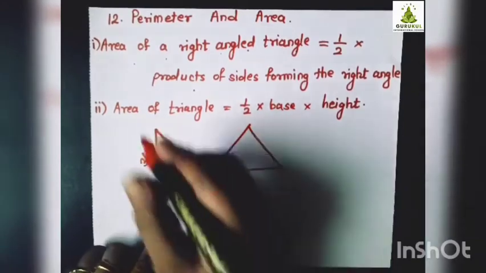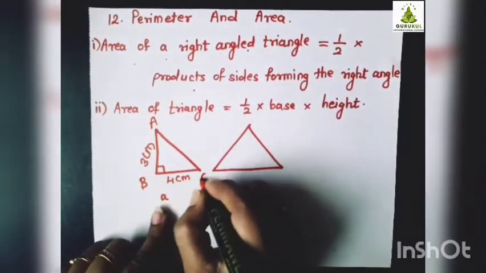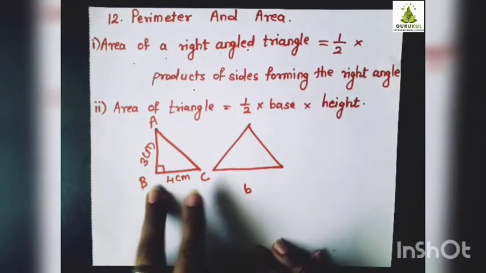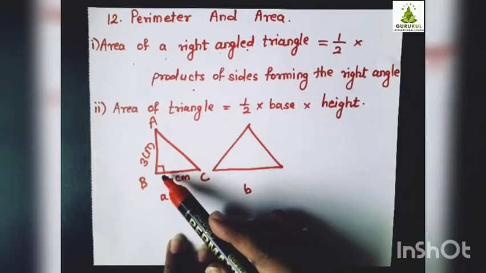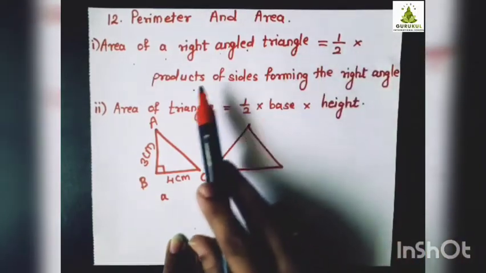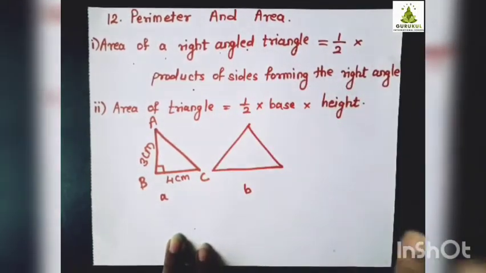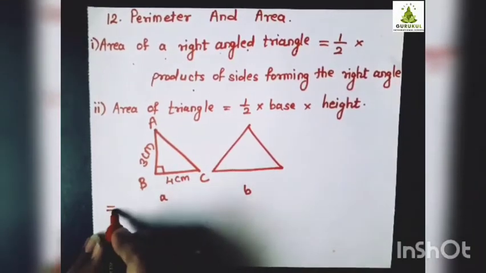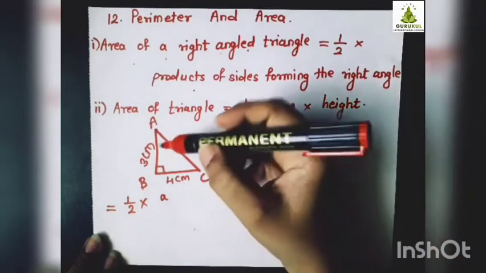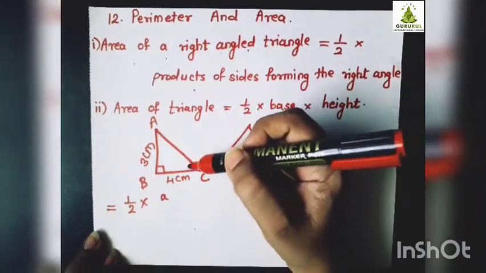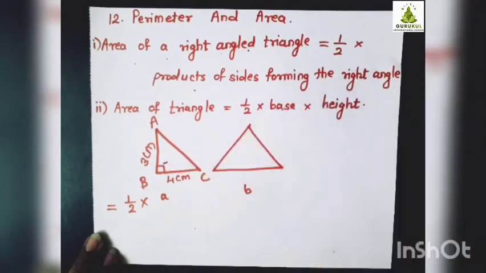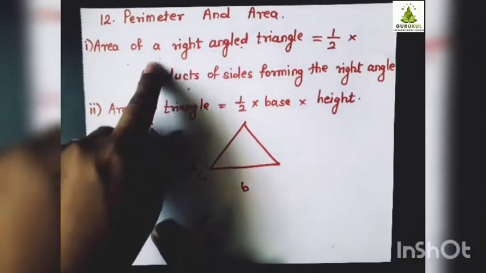Here sides A, B, C, side AB and side BC, these two sides are forming the right angle over here. So according to the formula, area of a right angle triangle is half multiplied by the product of the sides forming the right angle. So what will be the substitution? Half into the product of the sides forming the right angle, means this is the hypotenuse that we don't have to consider. We have to consider the two sides which form the right angle. So that is the meaning of this first formula.